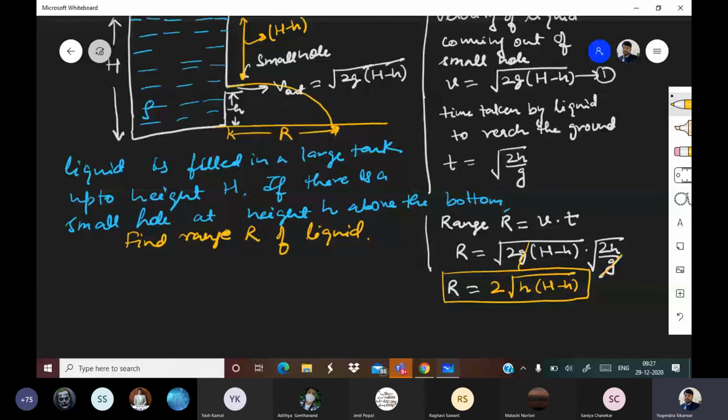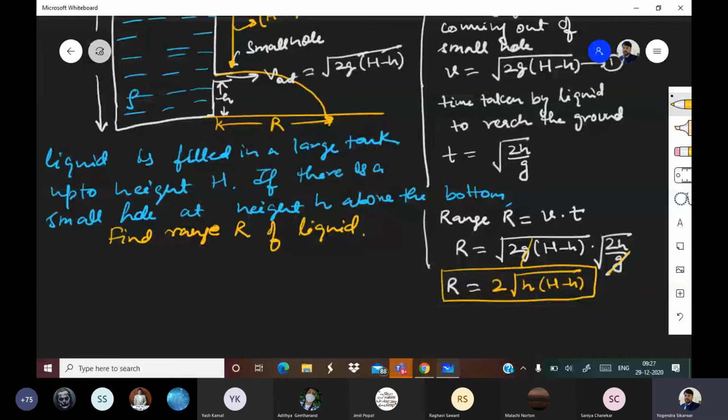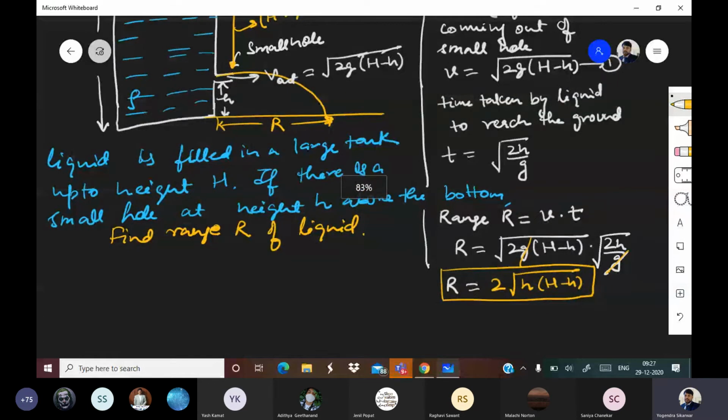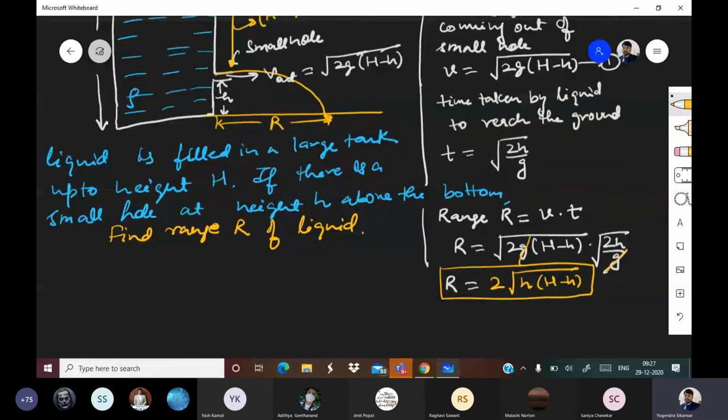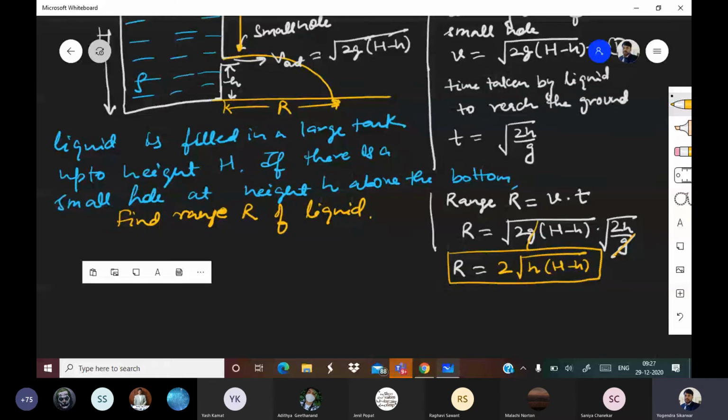Next question. But there was a minus sign outside also. There was a minus sign outside also.